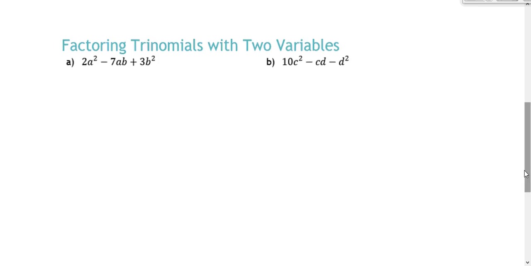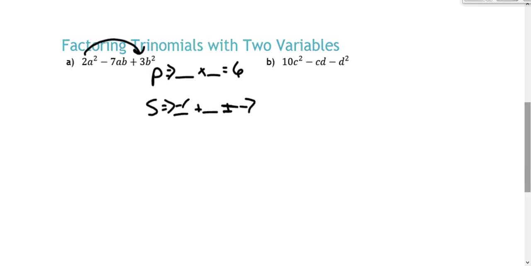If we are factoring trinomials that have two variables, we must do factoring by decomposition. So first things first, we have an A value associated with our first squared term, so then our product must be two things that multiply to 6, and our sum must be two things that add to -7. We're looking at -6 and -1.